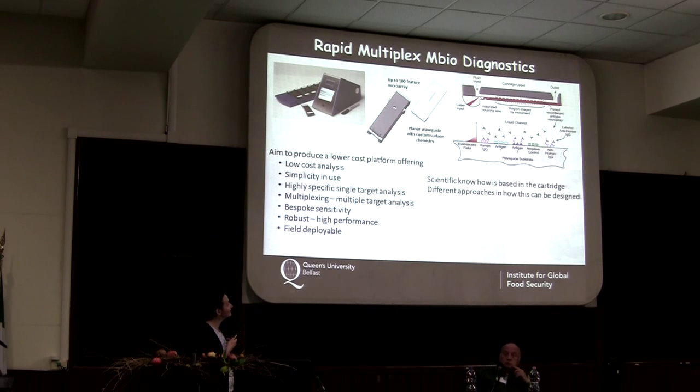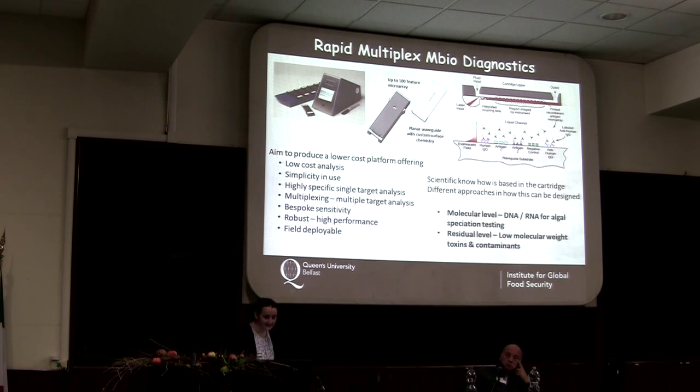So we can immobilize our different combinations of either antibody or antigen for antibody-antigen interactions, and different approaches and how this can be designed. It can also be designed at the molecular level for DNA, RNA, or algal speciation testing. It can be designed then at the residual level for low molecular weight toxins and contaminants.